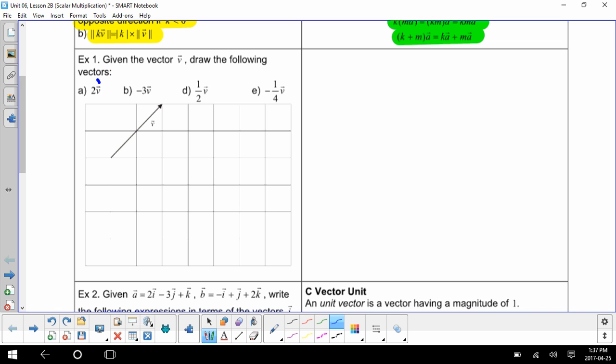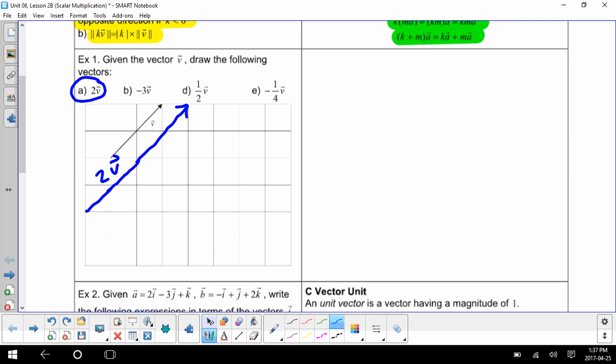If we want to start by drawing 2v, we're going to make sure that our new vector goes in the same direction. So it doesn't actually matter where I start it. Wherever I start it, I want it to go in the same direction, but it has to be twice as long. So this went across 2 sort of diagonal squares. So I'm going to draw my new vector, and it's going to go across 4. 1, 2, 3, 4 squares. This is 2 times vector v.